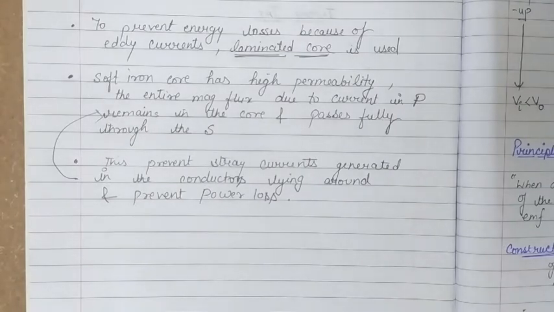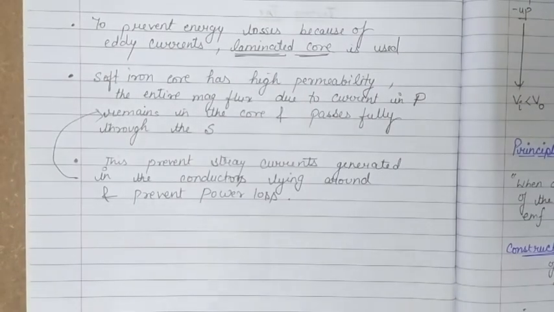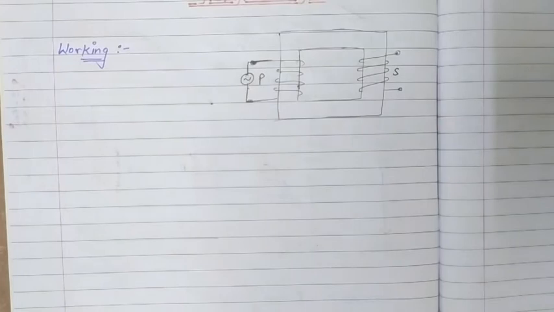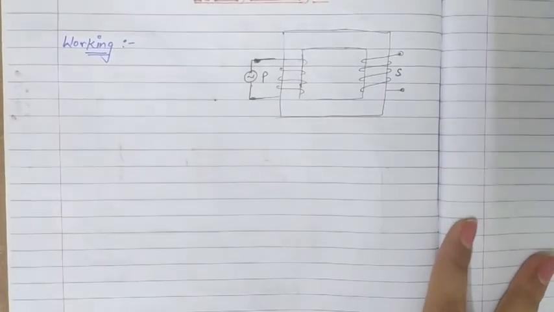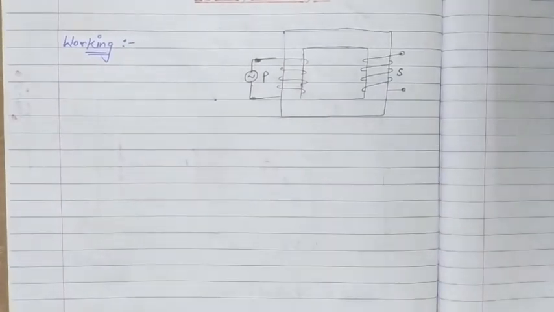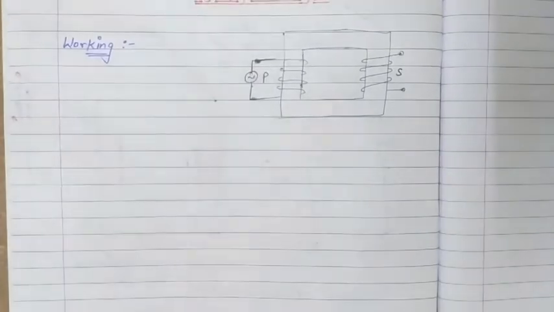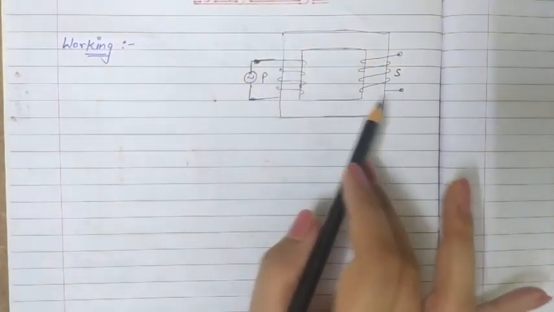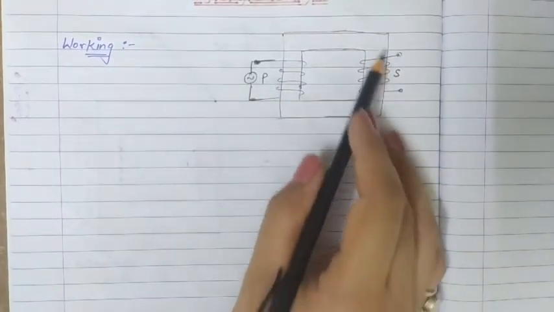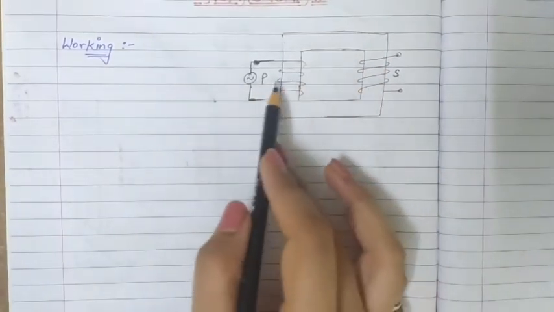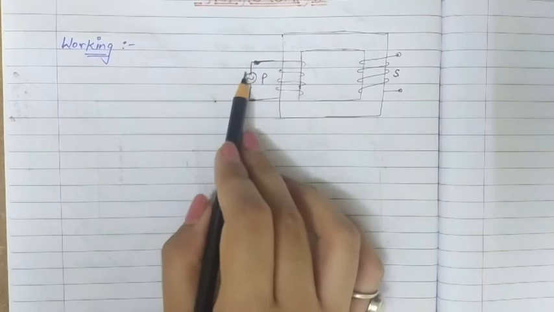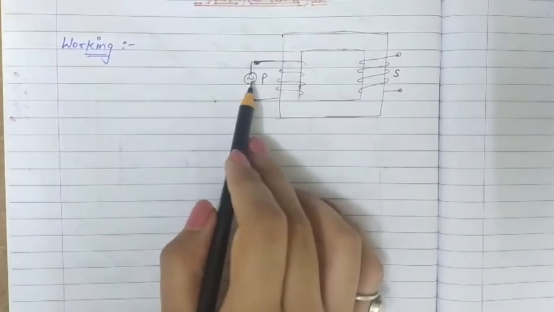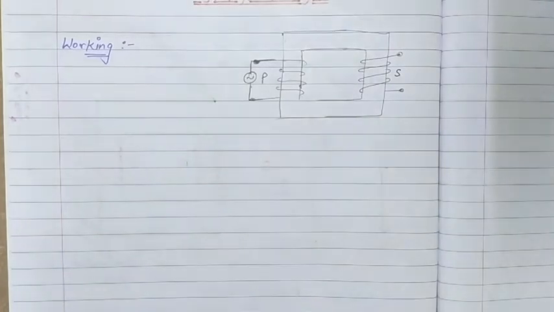So this is the whole construction of the transformer. Now we will move to the working of the transformer. As we know, the transformer works on the principle of mutual induction. So in working, that is the only thing which actually participates in the whole process. So the transformer looks like this. This is the basic diagram of a transformer, in which we have the soft iron core, and both primary and secondary coils are wound over this core. In the primary coil we have supplied electrical energy by using an alternating source.